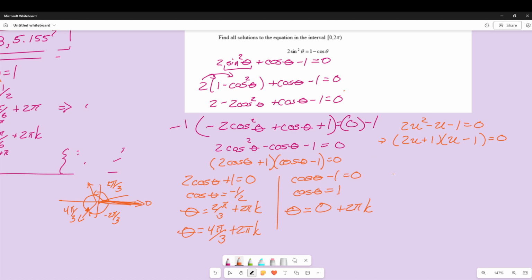So our solutions to this that are in our range from 0 to 2 pi, notice again we found the general solutions first, but our solutions are going to be the 2 pi over 3. Any additional rotations are going to take us out of that. 4 pi over 3. Again, additional rotations are going to take us out of the interval we want. And 0.